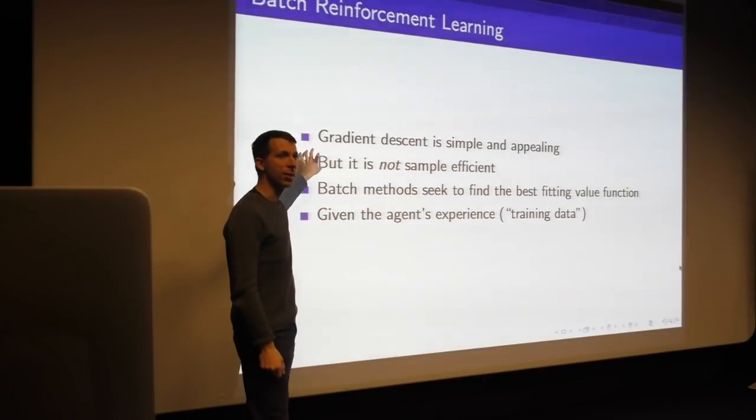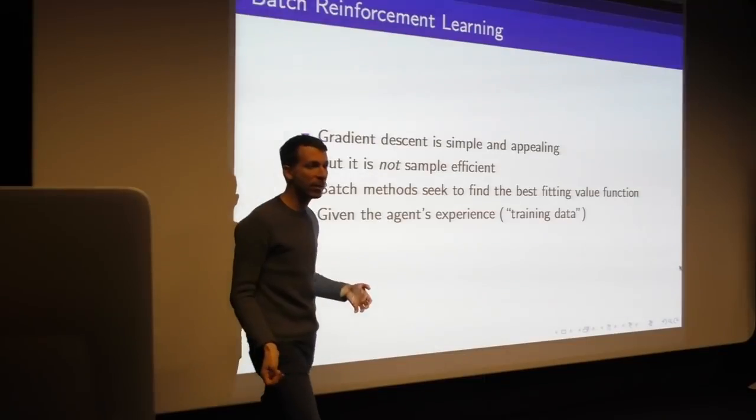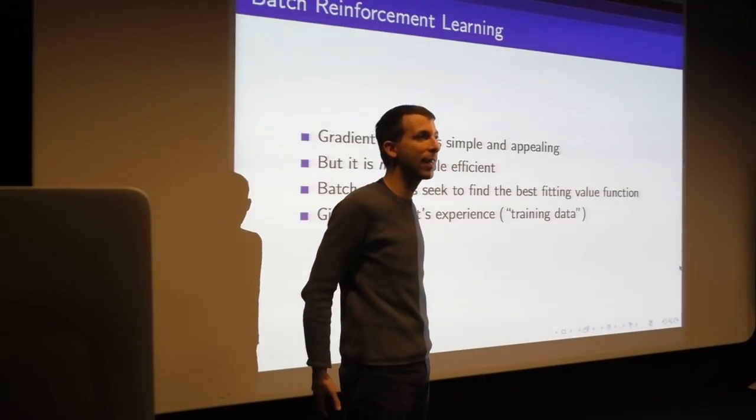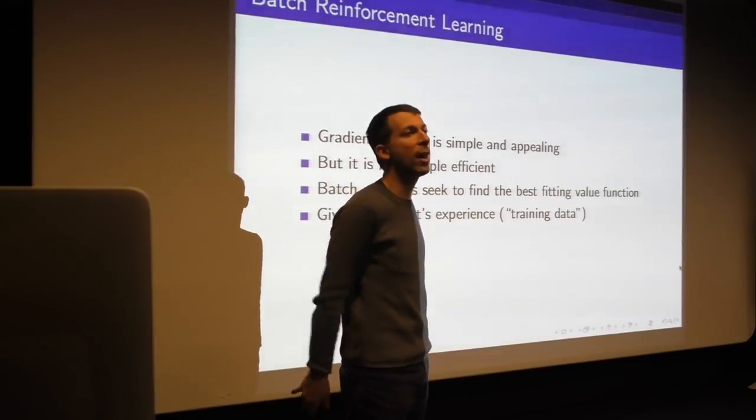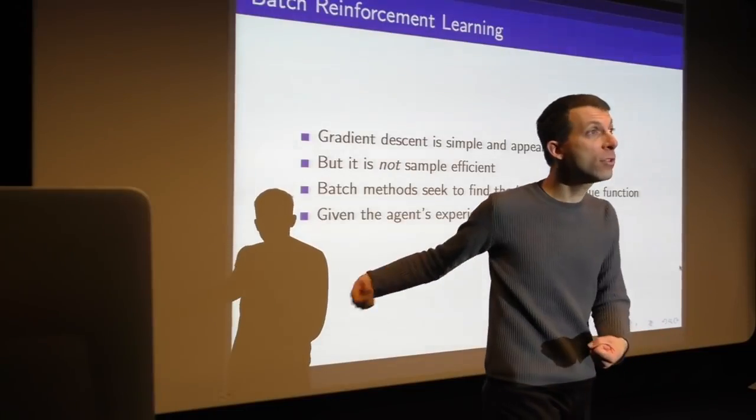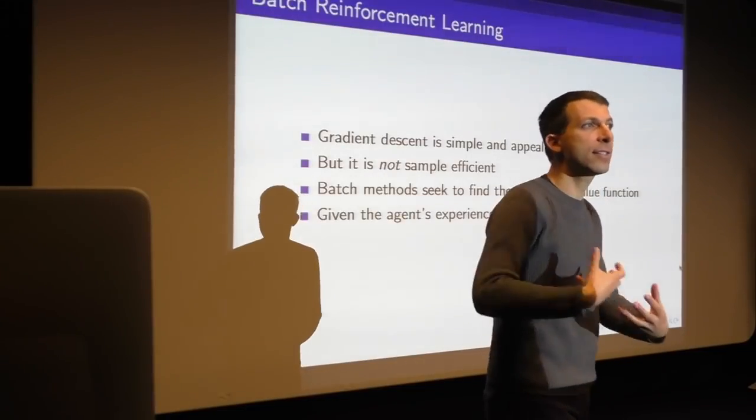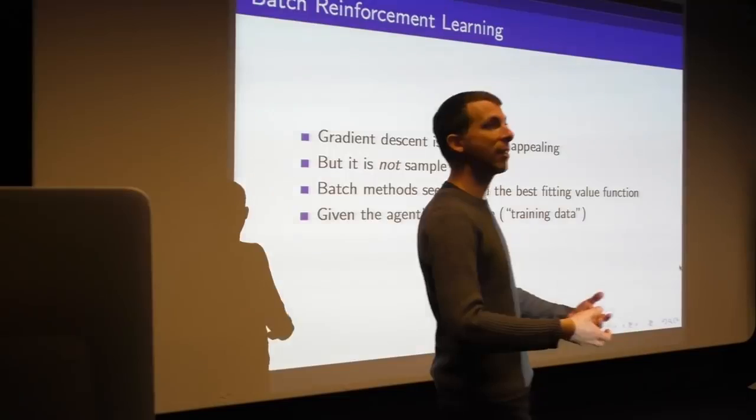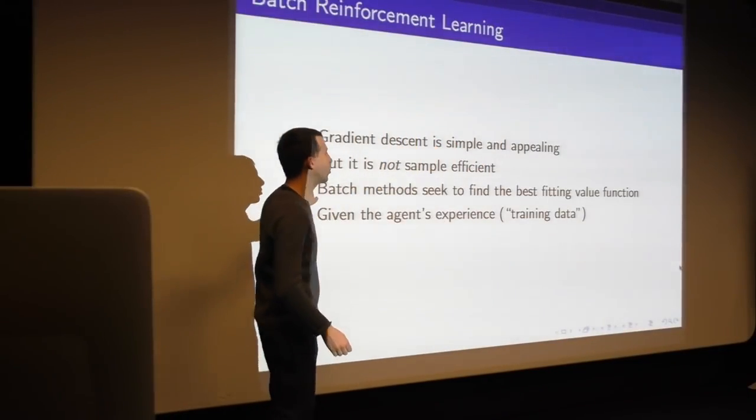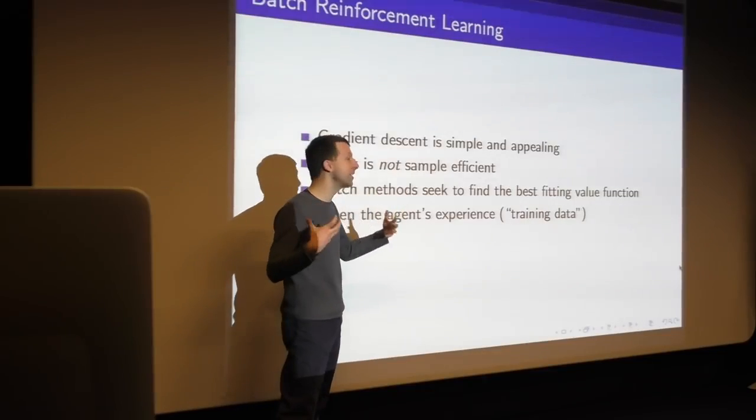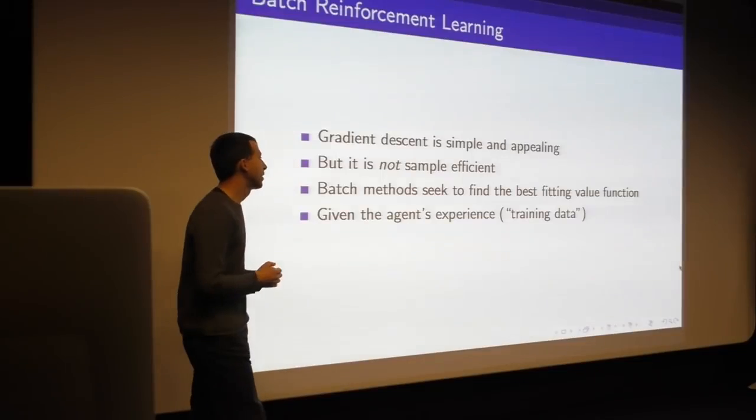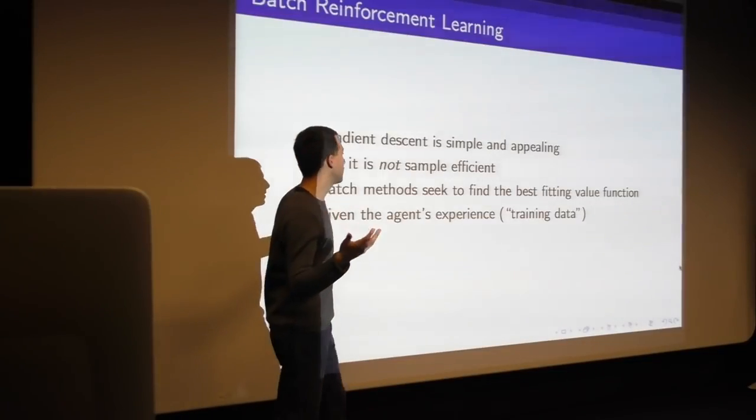But they're not sample efficient. We see our experience once, we take an update, we adjust our function approximator in the direction of that experience, and then we throw that experience away and move on to the next one. That's not data efficient. We haven't made the maximum use of that data to find the best possible fit to our value function and hence the best possible policy. So the idea of batch methods is to try and find, in some sense, the best fitting value function to all of the data that we've seen in our batch. And the batch, in this case, is the agent's experience.